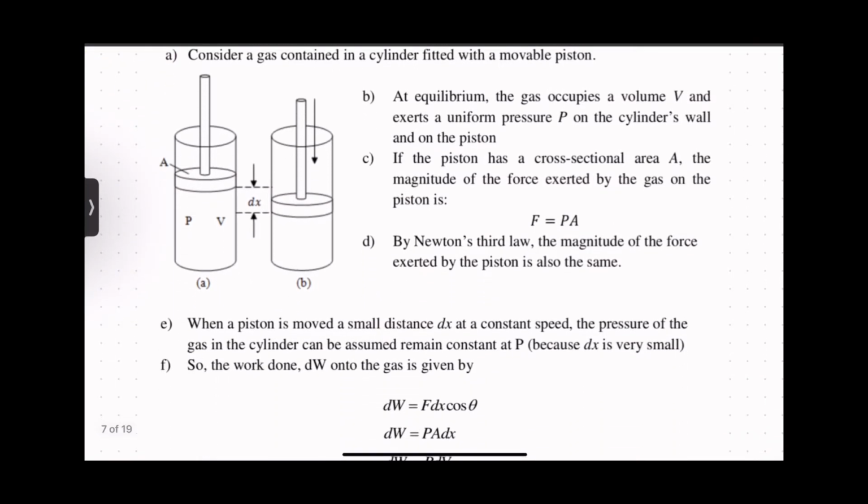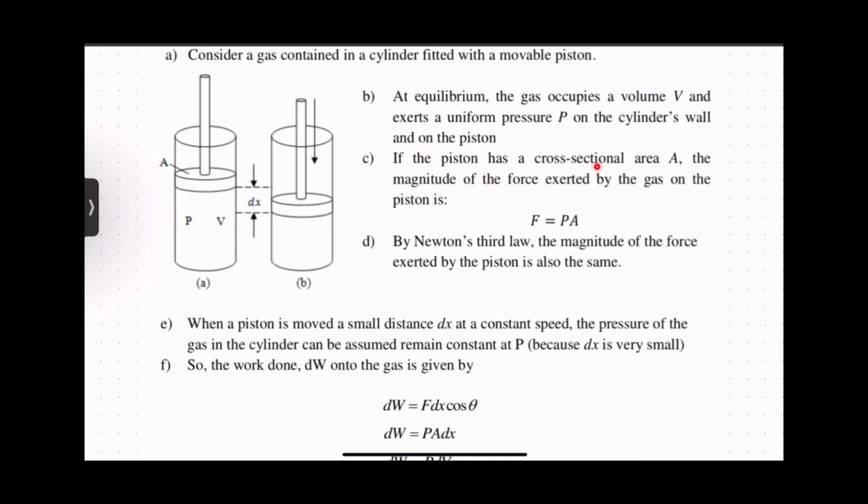Okay, we consider a gas contained in a cylinder fitted with a movable piston. So this is a cylinder fitted with a movable piston. The piston can move up and down. At equilibrium, the gas occupies a volume V and exerts a uniform pressure P on the cylinder wall and on the piston. Initially, the gas occupies the volume and exerts uniform pressure. The pressure also exists inside it.